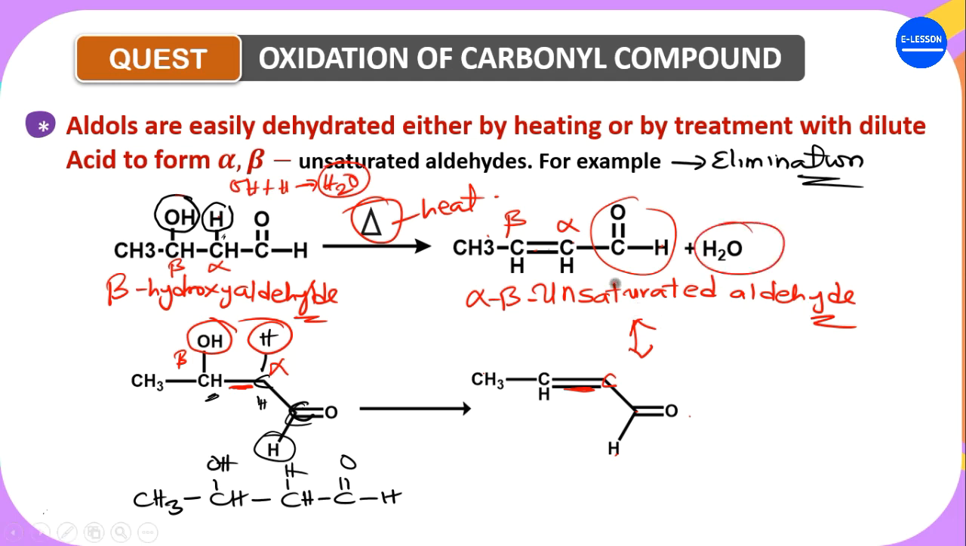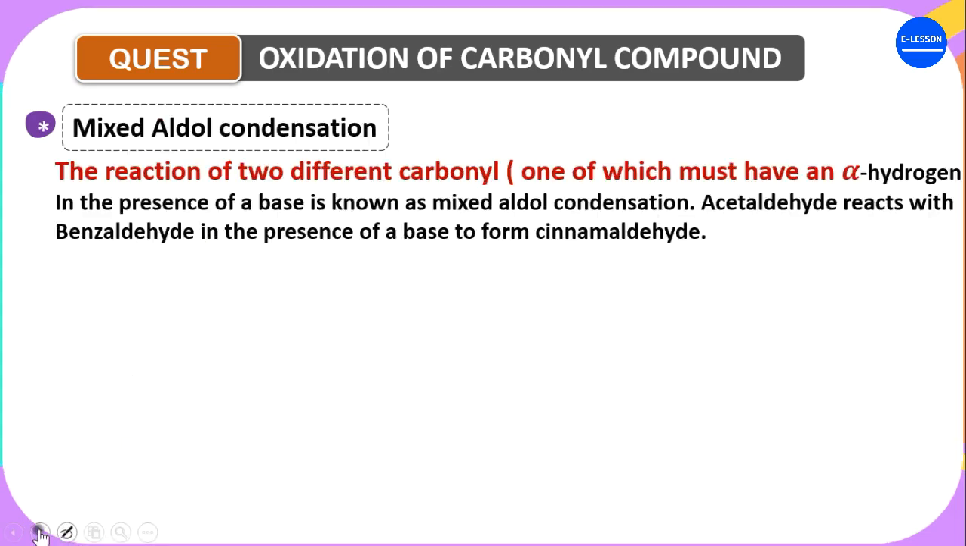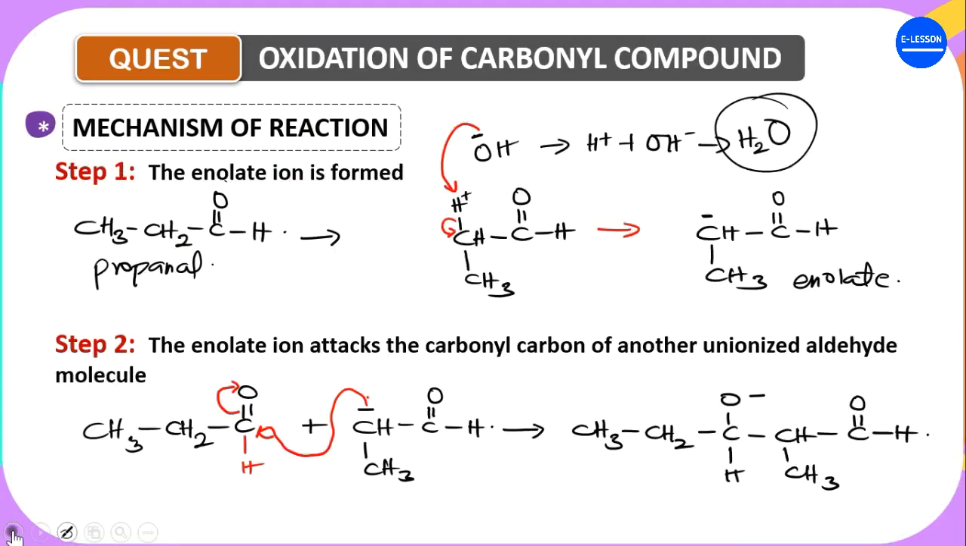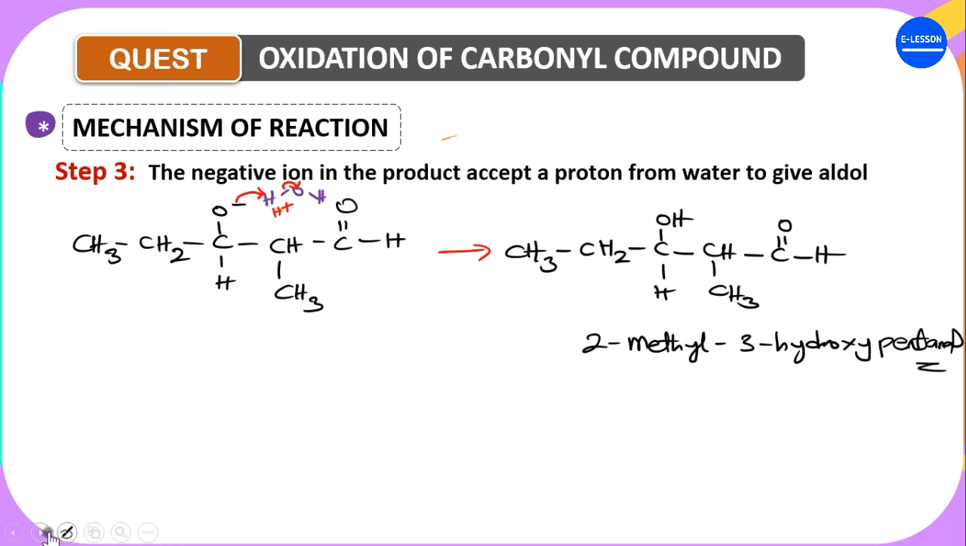So whenever the aldehyde is dehydrated, it forms what? Alpha beta unsaturated aldehyde. It must be alpha beta unsaturated aldehyde. So we've been able to look at the Aldol condensation reaction, everything about it. We said the first step is that the enolate ion is formed. Step 2, the enolate attacks the carbonyl carbon of another unionized aldehyde molecule. Are you getting it? Paying attention to all those resonance and mesomeric effects. And then lastly, the negative ion in the product accepts a proton from water to give the aldol.